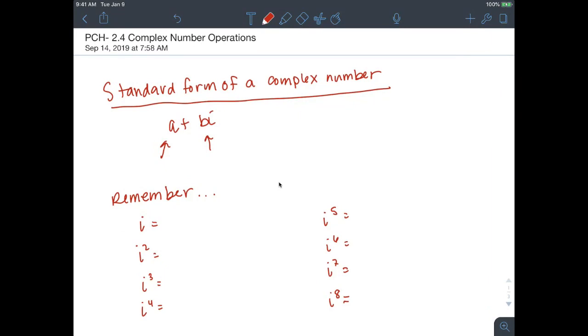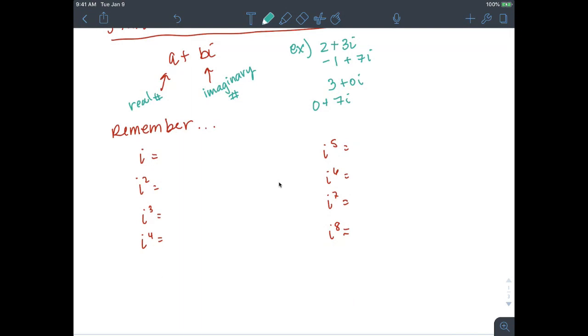Okay, so the standard form of a complex number is a plus bi, and we call it a complex number because it's made up of a real component plus an imaginary number. So they become complex. Some examples would be 2 plus 3i or negative 1 plus 7i, or 3, because it's technically plus 0i, or 7i, because you're technically adding 0 to that imaginary number. Okay? So remember, i is equal to the square root of negative 1.